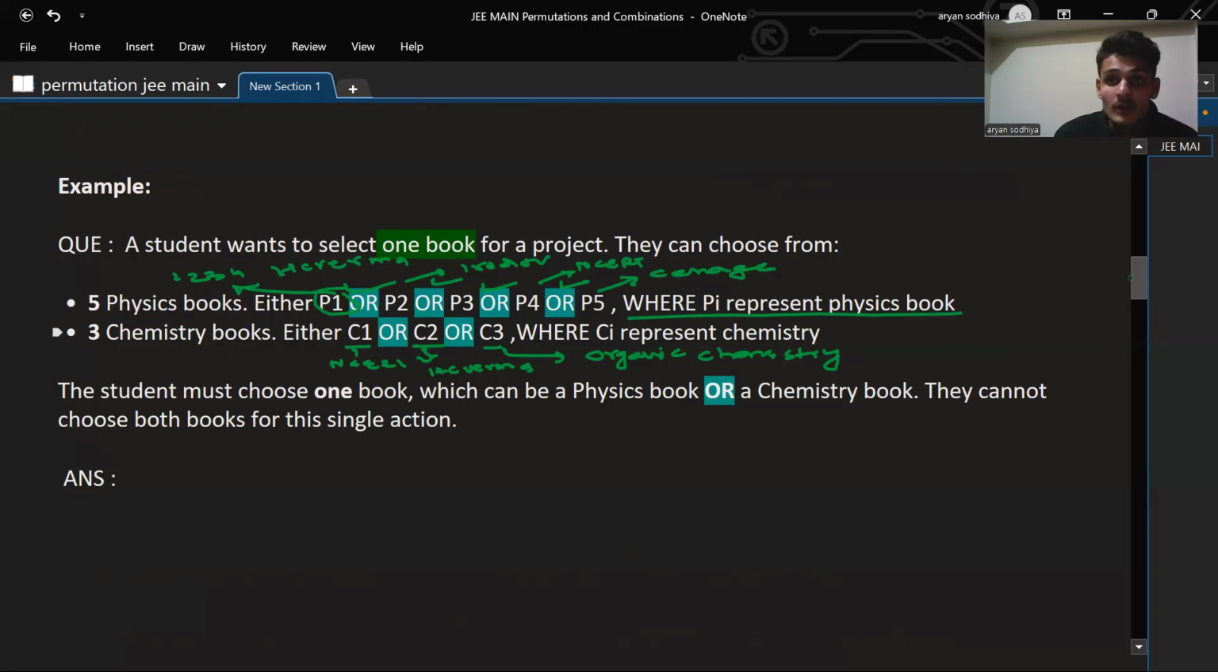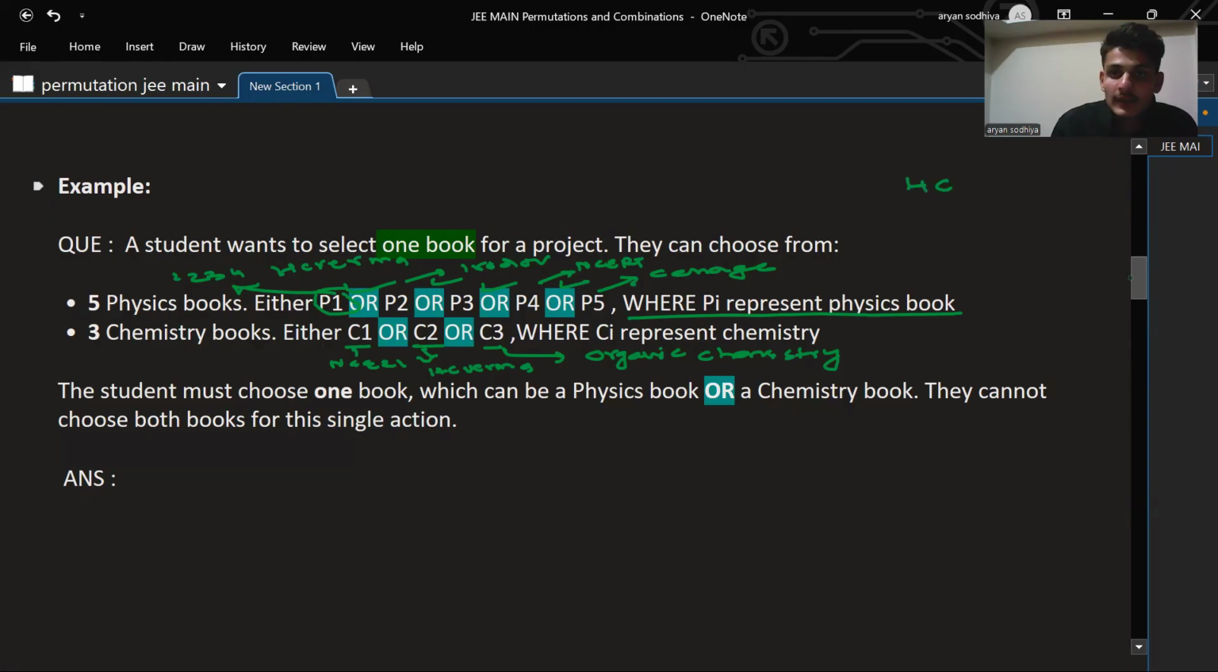Please note that "or" is coming. And whenever "or" comes, it means that those are mutually exclusive events. So for mutually exclusive events, what we do? Add. Okay. For mutually exclusive events, we add the events, add the tasks. So how many ways can I select? I need to select only one book.